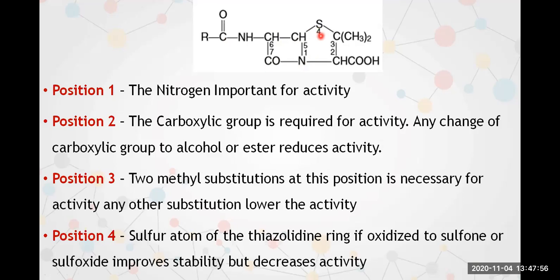But on the other side, there is some decrease in biological activity. So you have to compromise with the biological activity if you want to get the stability against beta lactamase. So that is possible by changing the sulfur position. So do you understand these 4 points? Yes, sir.